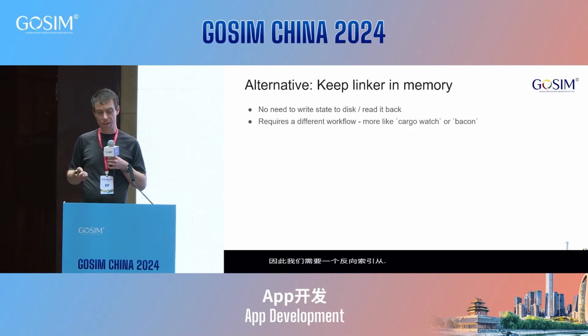So an alternative that I've considered is to keep the linker in memory. So this would mean that we wouldn't need to write state to disk and read it back. However, it would require a somewhat different workflow. So it would be something a bit more like cargo watch or bacon, where you're running a command and it's watching for changes and then rerunning a test or something like that. And so the linker would remain running as long as that command was active, and then when you Control-C or quit out of cargo watch or bacon, it would shut down the linker. So that's a bit of a different workflow. It's possible I may do both, we'll have to see.